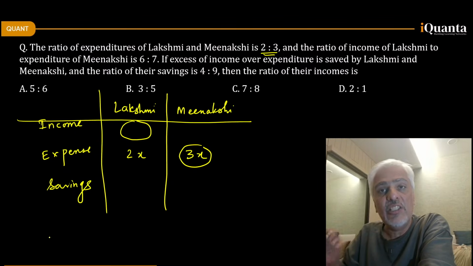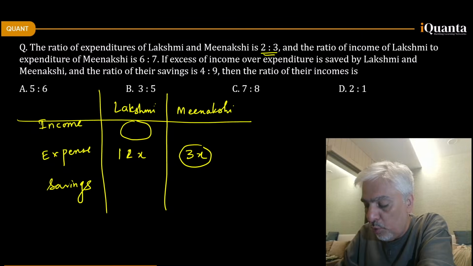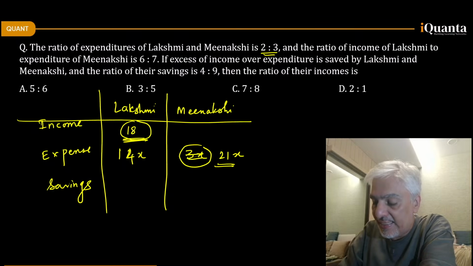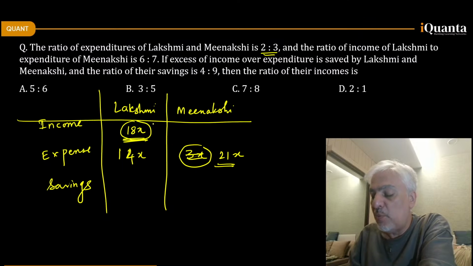That's a thing you should learn to do. So this will become 14 and this will become 21. Now, pay attention. The ratio of the income of Lakshmi and the expense of Meenakshi is 6:7. So 7 is 21x. So 6 will be 18x. So in Lakshmi's case I'll be able to find the savings. 18x is the income, 14x is the expense. So saving will be 4x.